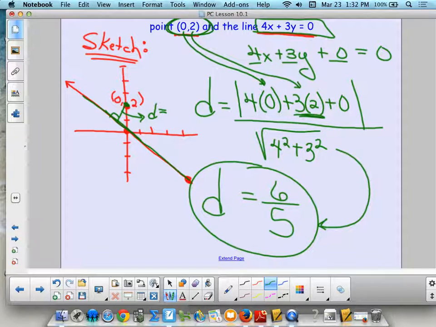6/5. Or you could have said maybe 1.2, whatever you want to say. So how far is it from this point to this line? 1.2, 6/5. Notice what I did when I went from this point to this line. I put a what there?